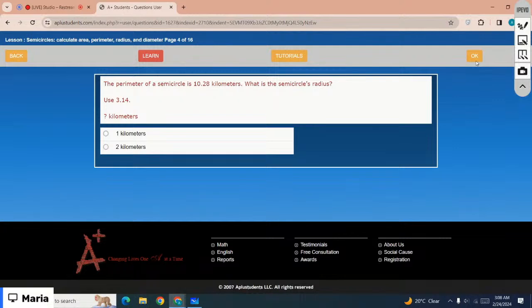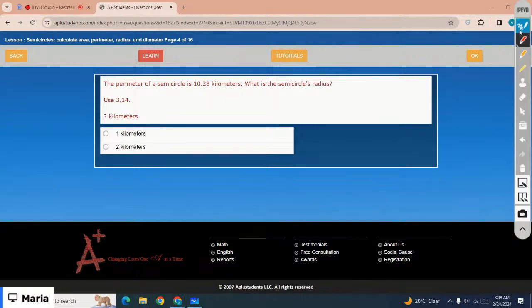The perimeter of a semicircle is 10.28 kilometers. What is the semicircle's radius? You are given the perimeter of the semicircle, that is 10.28. You have to calculate the radius. So we know that the perimeter is pi d over 2 plus d.